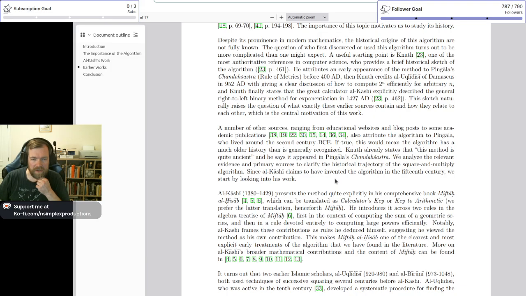So, even if Al-Kashi did not actually invent this algorithm, it's perfectly possible that he did it completely independently, much like Newton and Leibniz with differential calculus. And it's also possible that he did just read something and then come up with it on his own much later. I guess not too much later because he only lived to 49.